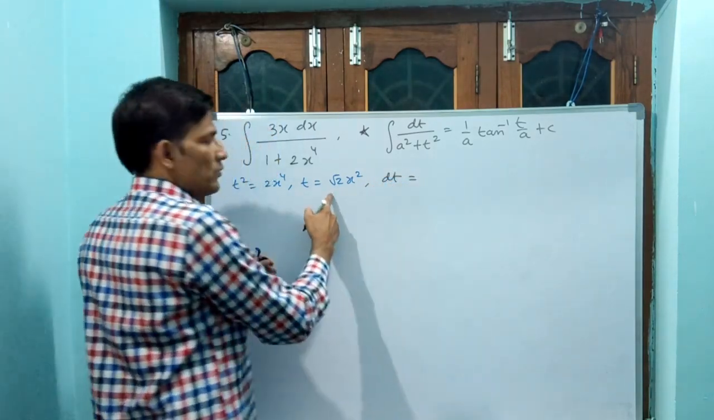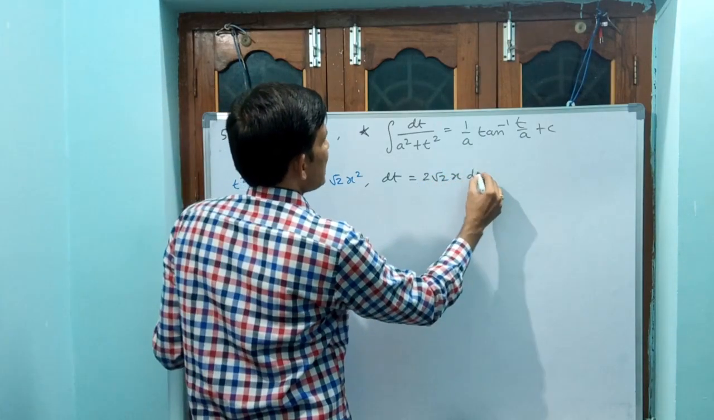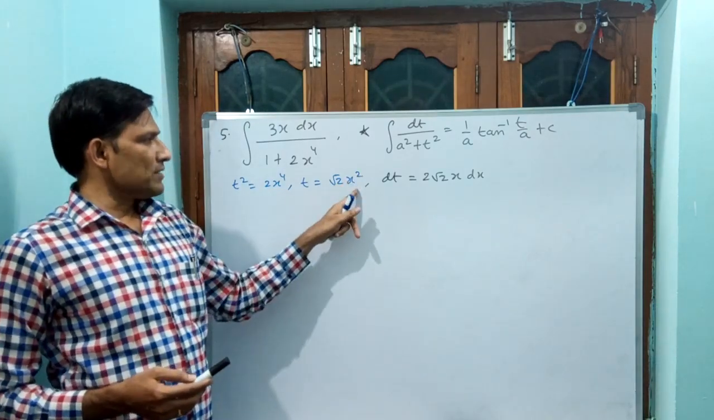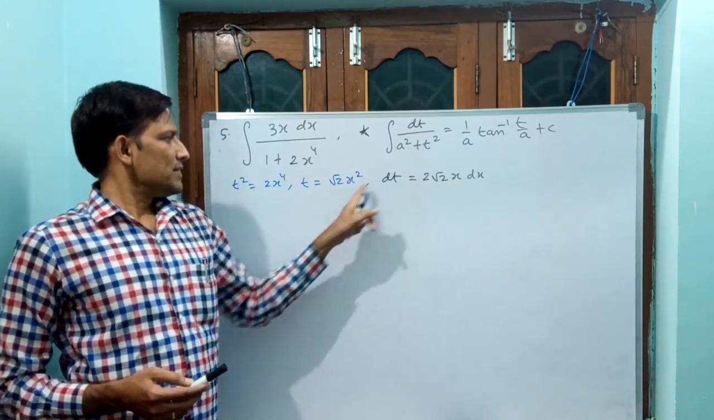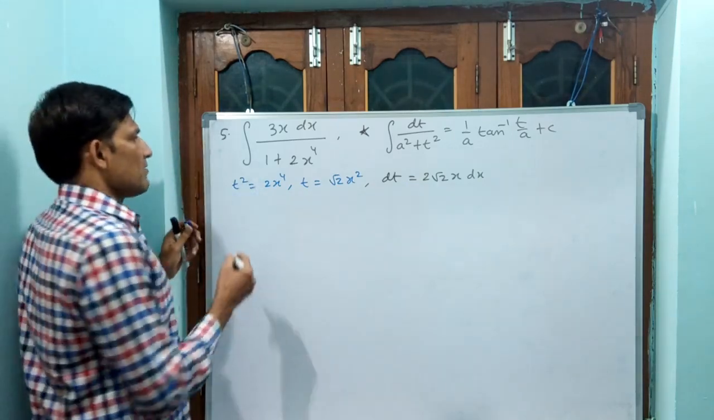dt is equal to 2 root 2 x dx. Is it okay? Why? Because root 2 is a coefficient, 2x will come: root 2 times 2x dx. Okay, now you rewrite this equation.